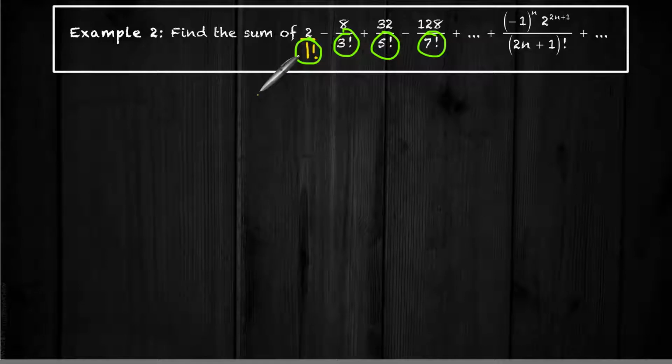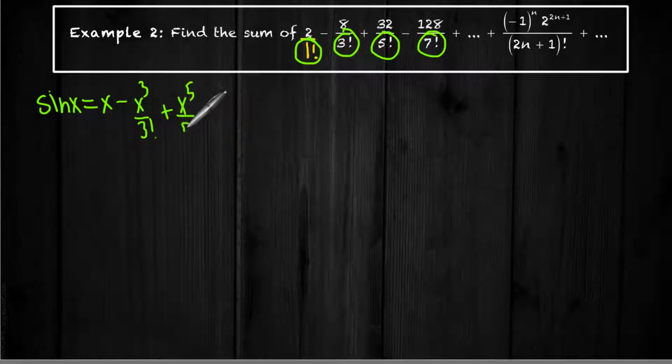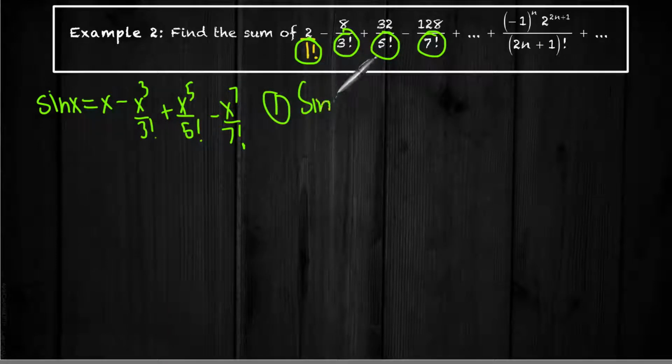That looks a lot like the Taylor series for the sine of x. If you remember, the sine of x was equal to x minus x cubed over 3 factorial plus x to the 5th over 5 factorial minus x to the 7th over 7 factorial. So we have identified the series. It is sine of x.